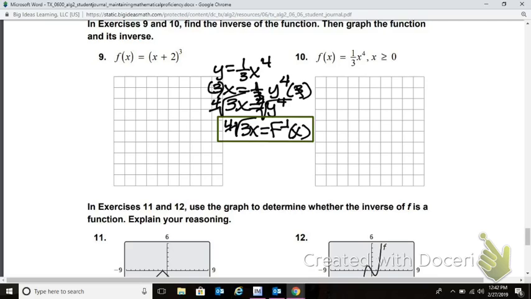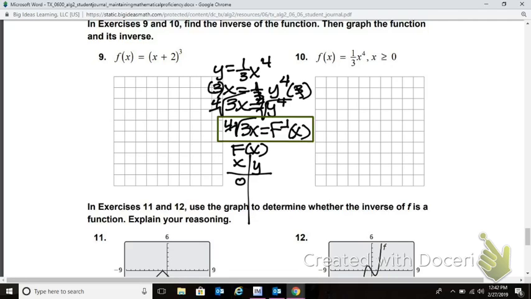Okay, so then we need our table of values. Let's see what we get for our original function here. We have to be creative with our points here because we've got that 1/3 up front and the x has to be to the 4th power. Also notice this, x has to be greater than or equal to 0, so they don't want us to substitute anything less than 0. So why don't we start with 0?